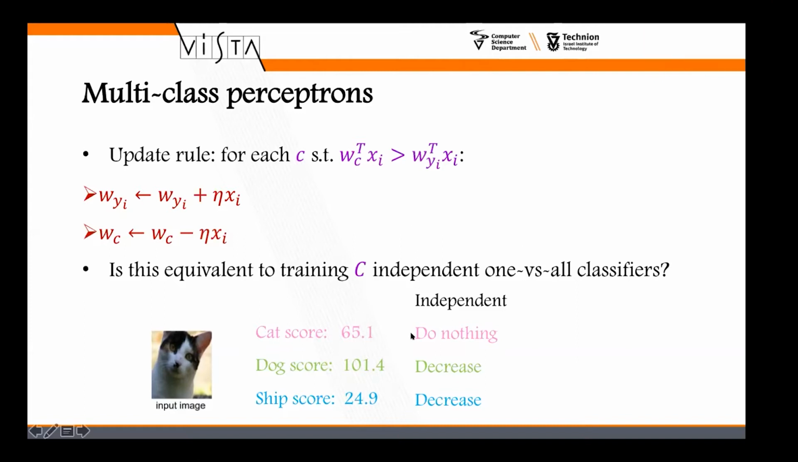I have a question. In the update rule, you have w_yi plus eta x_i, and then below you say the score is decreased. So it means that eta is a negative number? No, eta is always a positive number. So how does it decrease? You're talking about here? No, the one above.